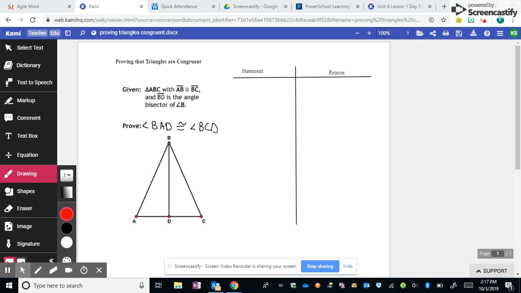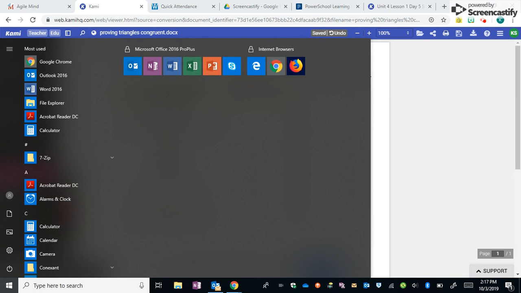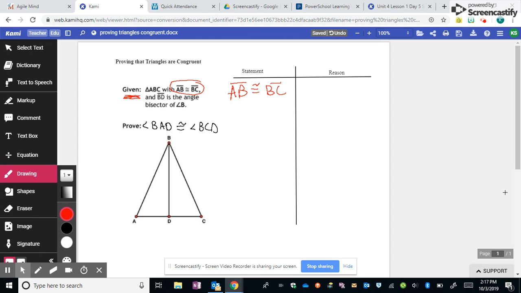So when we do a proof, we always start with the given. Over here, it says given triangle ABC with AB is congruent to BC. So that's what we start with. AB is congruent to BC. And the reason for the first line of the proof is just that we are given it. So we start out right away with this line congruent to that line.